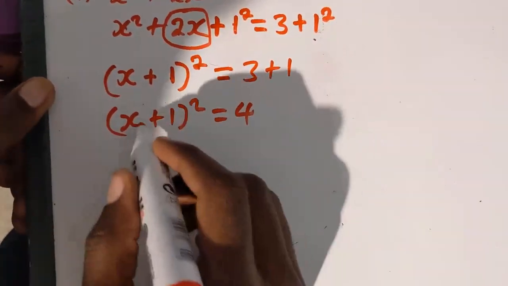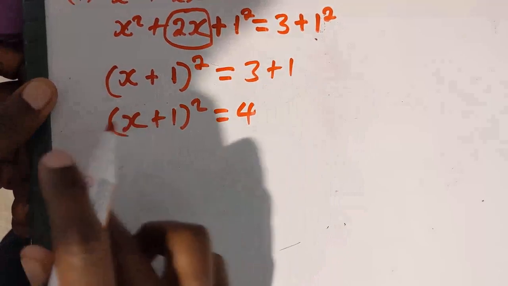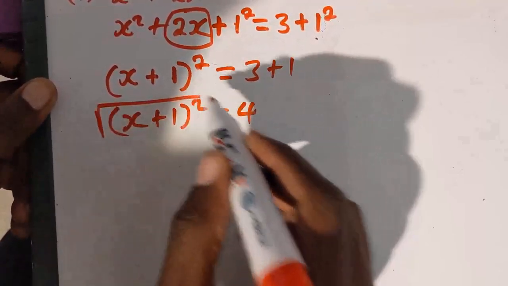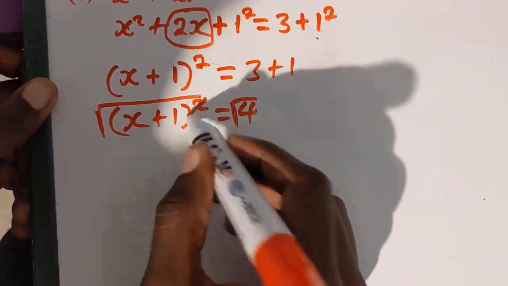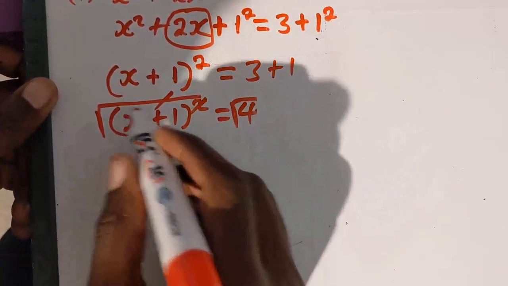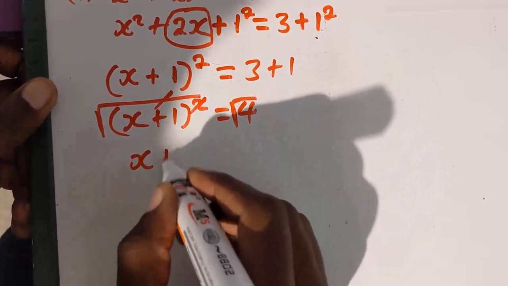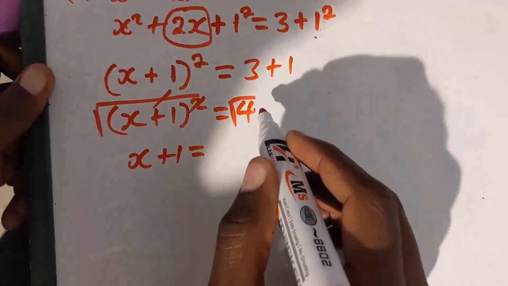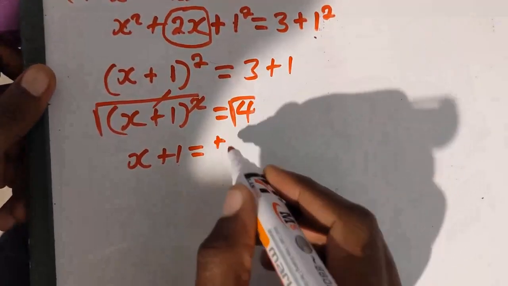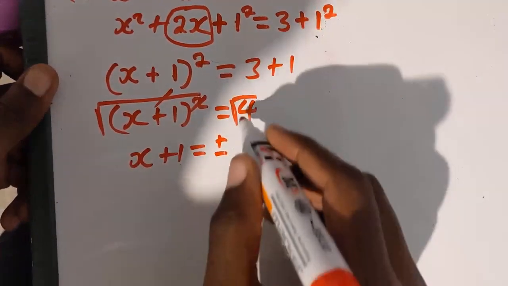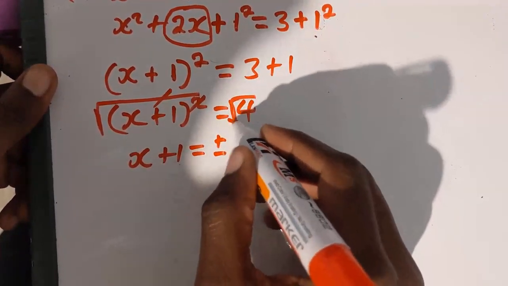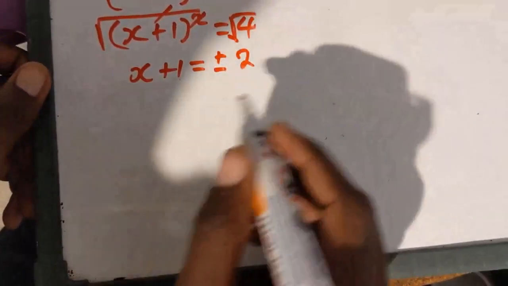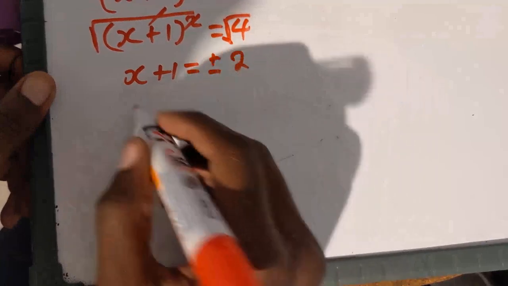Then, to get rid of this square, you introduce the square root on both sides. So this goes with that. Then we are going to have x plus 1 is equal to, remember, whenever you introduce a square root, there is going to be a positive and a negative number. What is the square root of 4? The square root of 4 is 2. So now you can complete by solving.